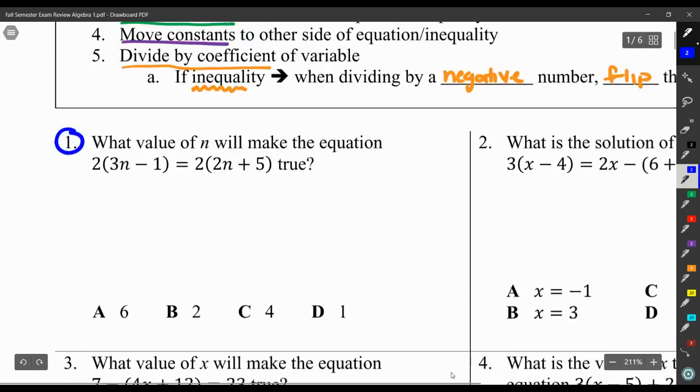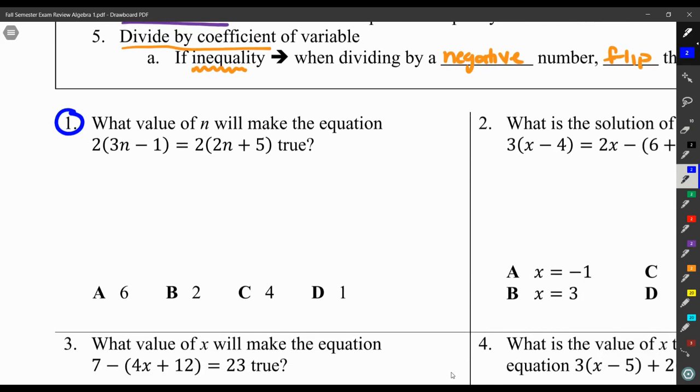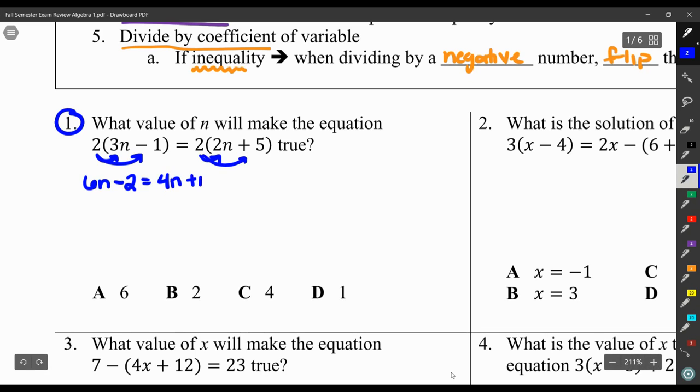And so the first step, step 1, is to distribute. So we're going to take the 2 and multiply it inside the parentheses. So 2 times 3n makes 6n. 2 times -1 makes -2. On the other side, there's another 2 on the outside, so we're going to distribute this as well. So 2 times 2n makes 4n, and 2 times 5 makes 10.